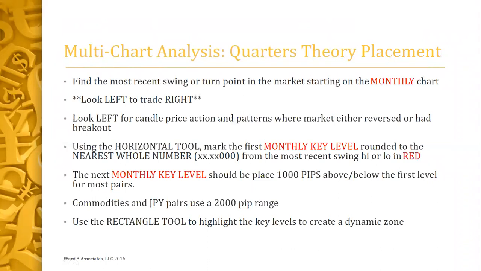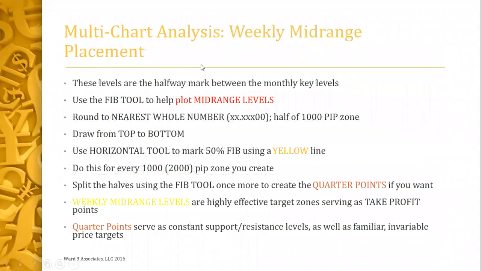Using the horizontal tool, you're going to mark your first monthly key level rounded to the nearest whole number from the most recent swing high or low in red, or whatever color you choose. The next monthly key level should be placed 1,000 pips or 10 cents above and below the first level for most pairs. Your commodities and JPY pairs use a 2,000 pip range. All right. You can use the rectangle tool to highlight the key levels to create a more dynamic zone if you want to, but we don't worry about that at all.